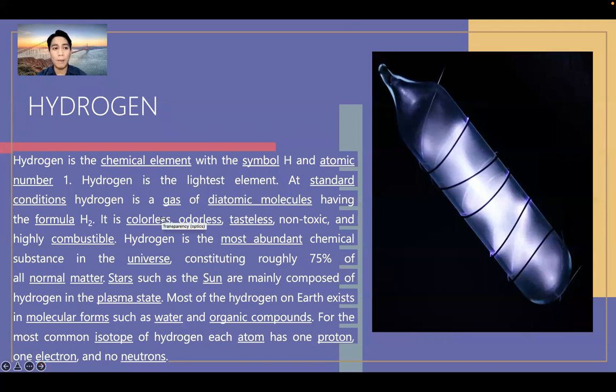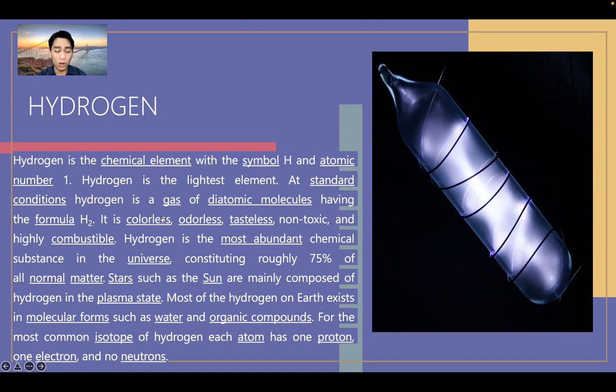Hydrogen is one of the most famous elements in the periodic table. Hydrogen is a chemical element with the symbol H and atomic number 1. Hydrogen is the lightest element at standard condition. Hydrogen doesn't exist in its own form by itself, but as a diatomic molecule, which means that you will not see hydrogen as H, but as H2, because di means 2, with a formula of H2. It is a colorless gas.